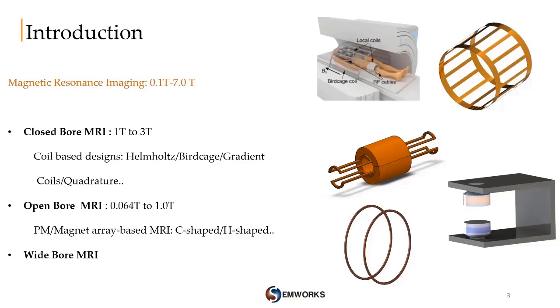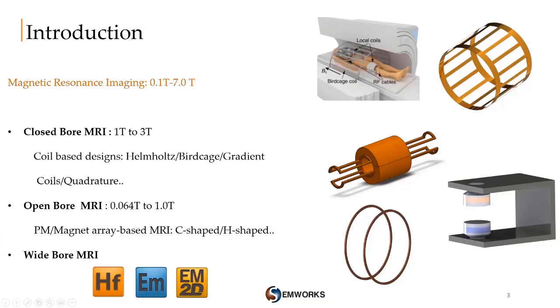They are coil-based designs. They could include the Helmholtz coils, the birdcage coil design, the gradient coils, etc. For the open-bore MRI, they use permanent magnets in their C-shaped or H-shaped configurations. They operate at field strength typically ranging from 0.064 Tesla to 1 Tesla. And finally, the wide bore, which combines the benefits of the open bore and also closed bore types.